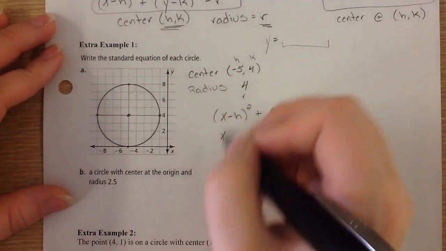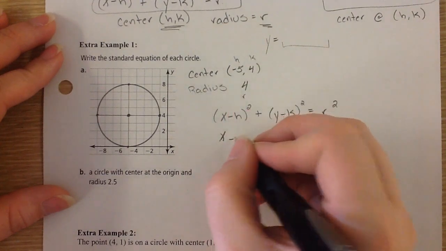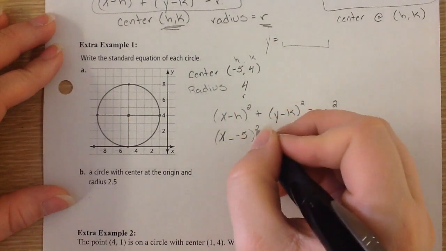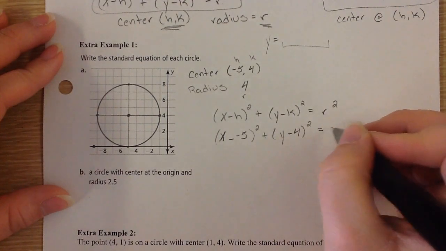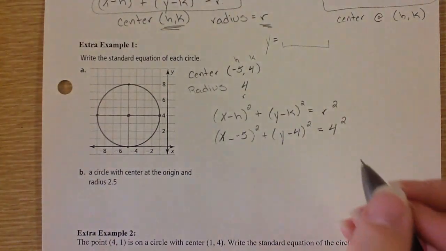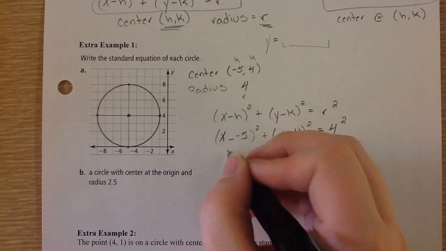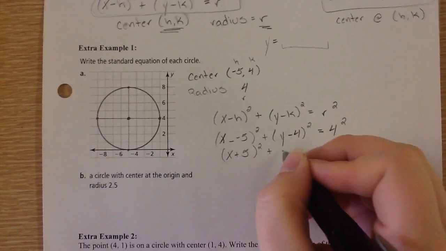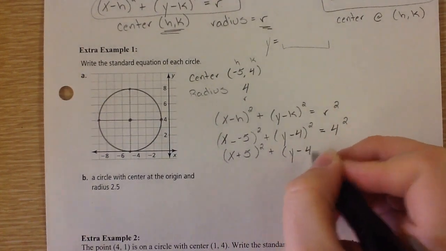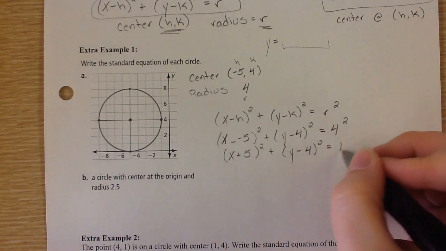It'd be x minus a -5 squared plus y minus 4 squared equals 4 squared. So now we just simplify. x minus a negative 5, that's x plus 5 squared, plus y minus 4 squared equals 4 squared, which is 16.